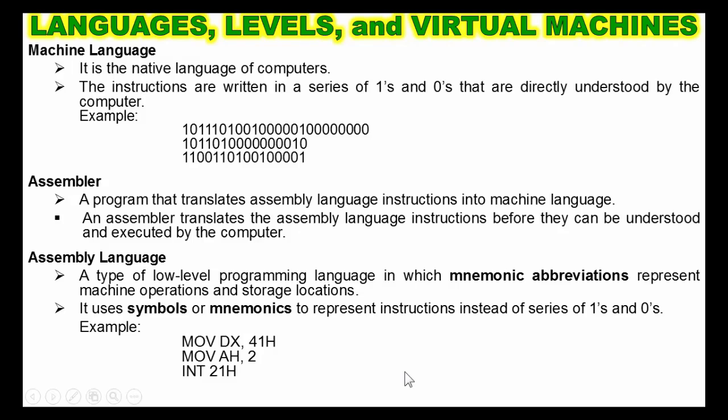Assembly language is a type of low-level programming language in which mnemonic abbreviations represent machine operations and storage locations. It uses symbols or mnemonics to represent instructions instead of series of ones and zeros. Here is an example of assembly language made up of symbols or mnemonics.